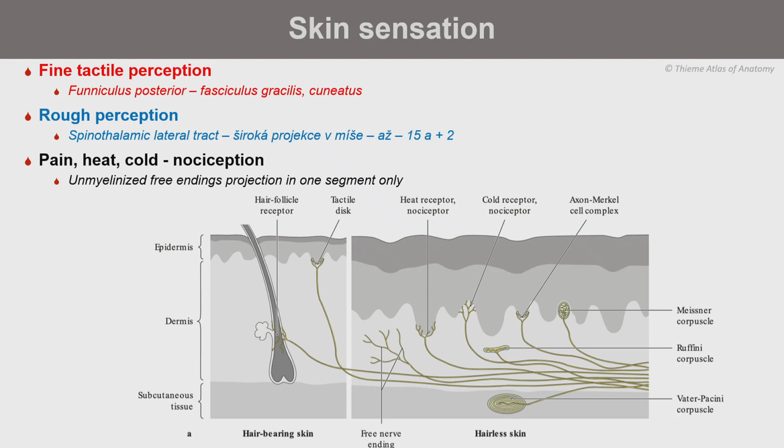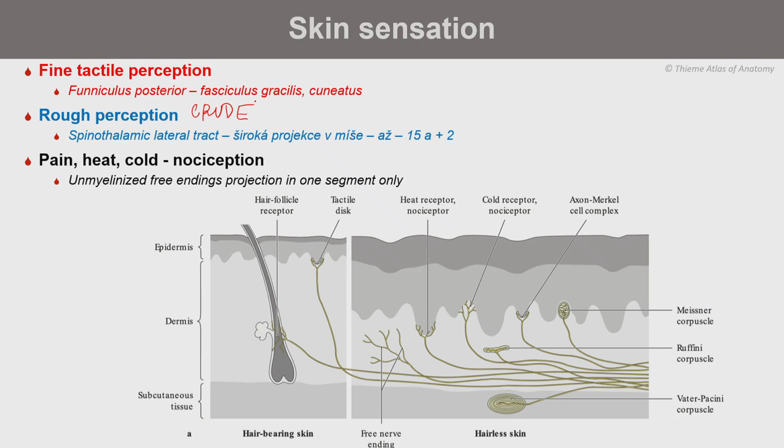About sensoric information, also the skin information has impact on the motion. Why? Because your feet or your hand is touching. So we have then the sensations which are called fine tactile perception, rough perception, and also nociception. The rough is also sometimes called crude.